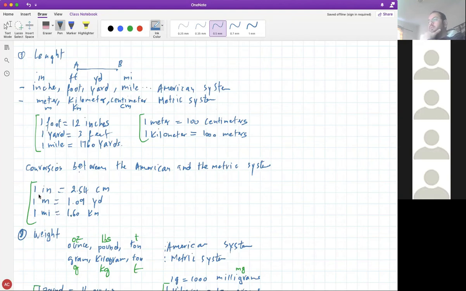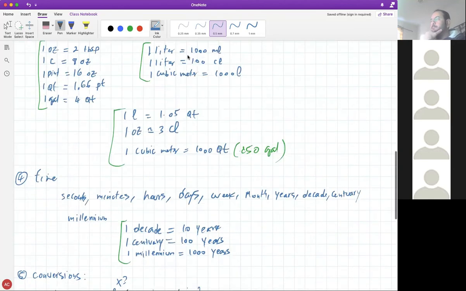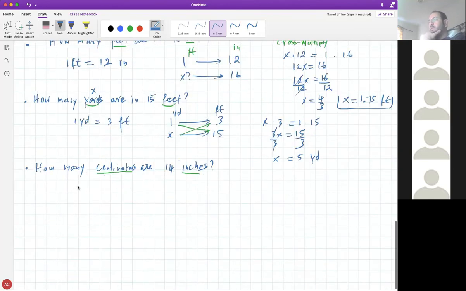It's this one. So 1 inch is 2.54 centimeters. Cm again is for centimeters. So since the question is about inches and centimeters, we want to write this one down. So 1 inch is 2.54 centimeters. You want to write that one first. Then you're going to write another ratio.